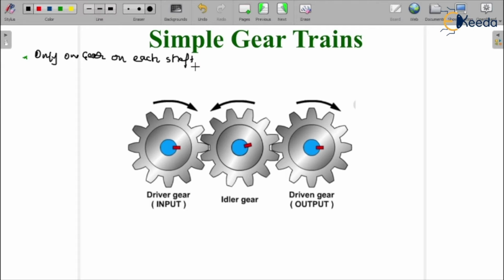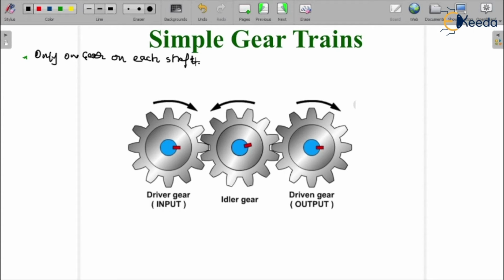Okay, simple gear trains. And we all know that the gears are specified by their pitch circle. If you go to the shops to buy gears, then you need to tell them the diameter of the pitch circle. Okay, that is the size of the gears. So the size of the gear is specified by the diameter of the pitch circle. That is why the pitch circle is an important circle, and it is the biggest circle of the gear.